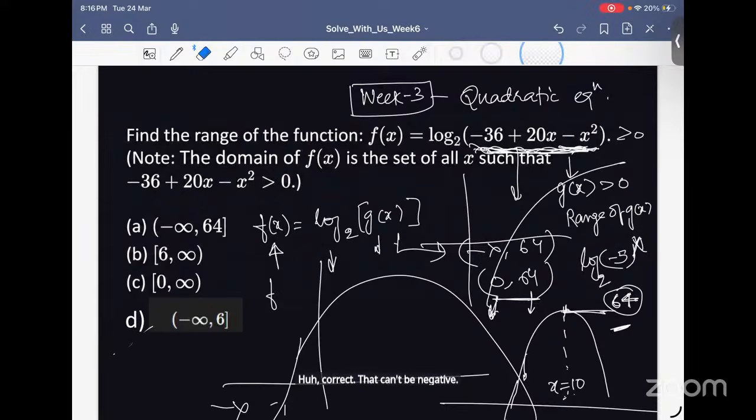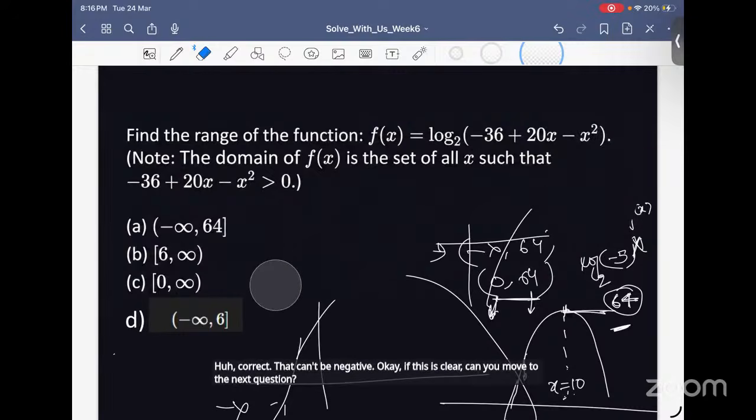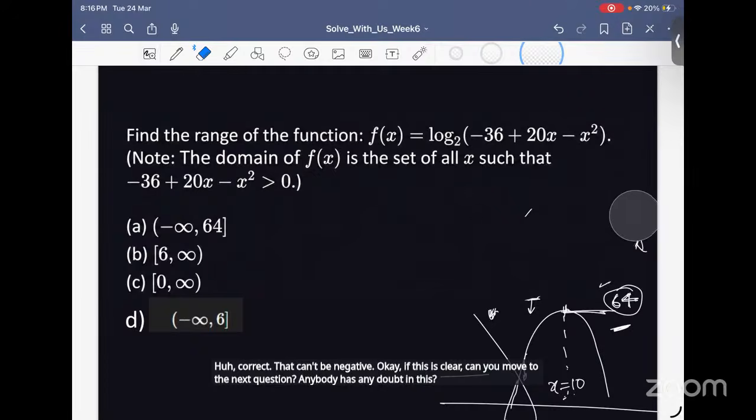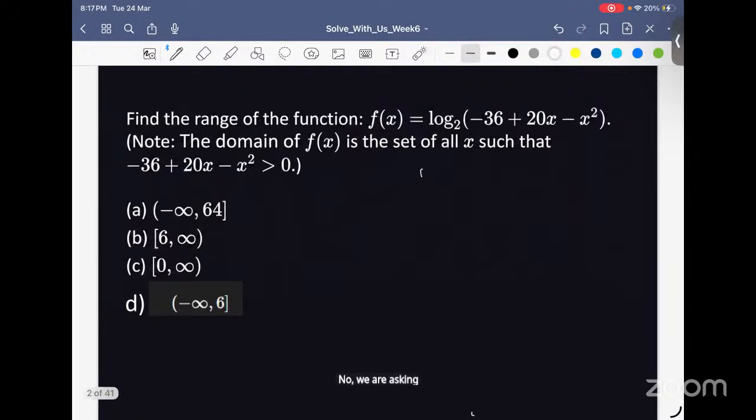Okay, if this is clear, can we move to the next question? Anybody has any doubt in this? But here no option is 0 to 64. No, we are asking the range for this function fx, right? So that will be from minus infinite to 6, right?